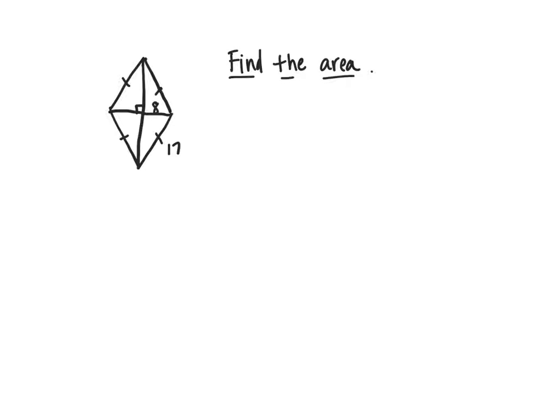This problem wants you to find the area of a rhombus. I know it's a rhombus because the sides are all marked as congruent. In order to find the area of a rhombus, we have to take diagonal 1 times diagonal 2 and divide it by 2.